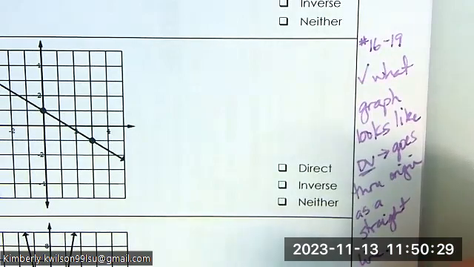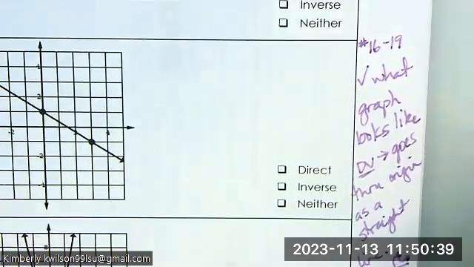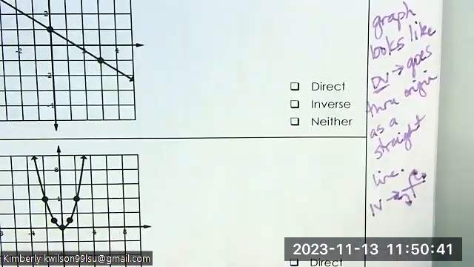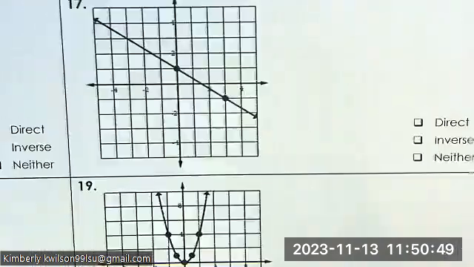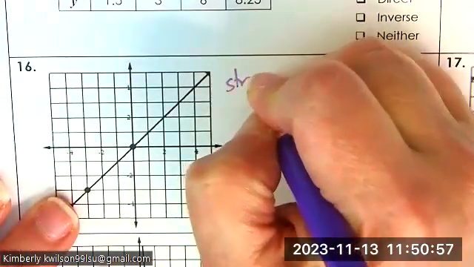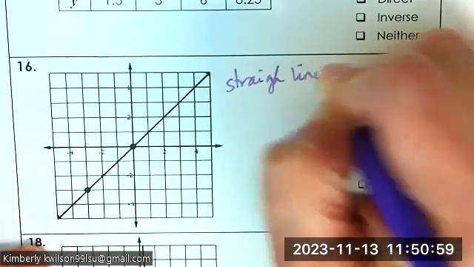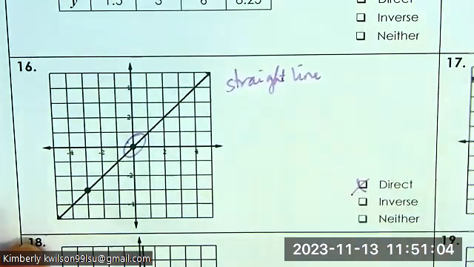Inverse variation, the easiest way is to draw an example. It looks something like this, or the opposite corners. It's got the curves. It's not a straight line. Okay. So let's look at number 16. If I look at the graph right off, oh, it's a straight line, and it goes through the origin. So therefore, this is direct variation.